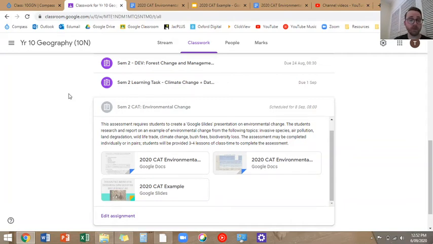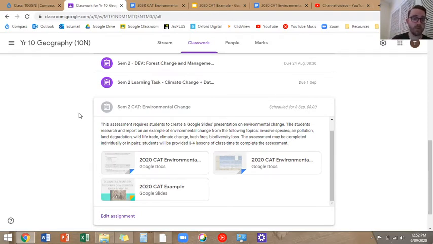This lesson we are looking at the CAT, your first major assessment for Year 10 Geography. Two areas of study in geography. In Term 3 we look at environmental geography, which is why your CAT is environmental change. And then Term 4 we look at human geography. So this is the summative, the major assessment for Term 3.